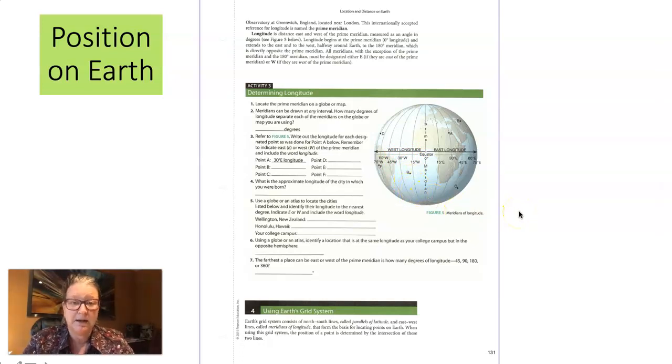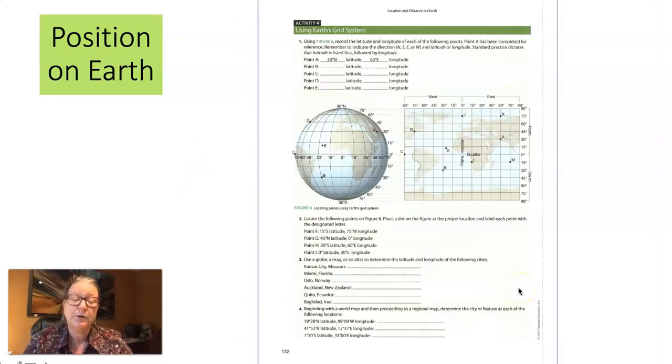And I'm not going to be picky if you say 21 west or 19 west. But if you put 45 west, then clearly you didn't understand. So that's what you're going to do for this page. And then we're going to move on to putting them together.